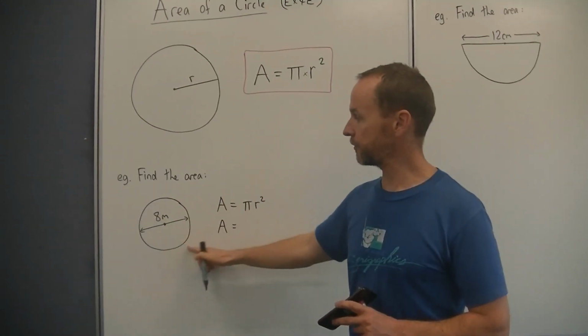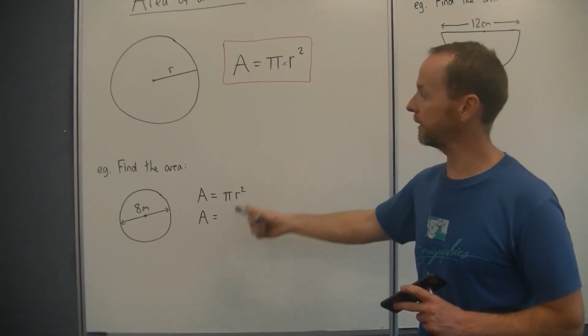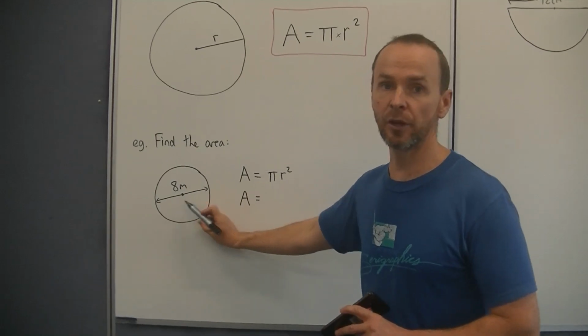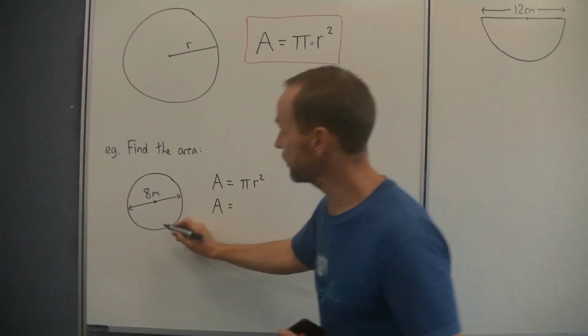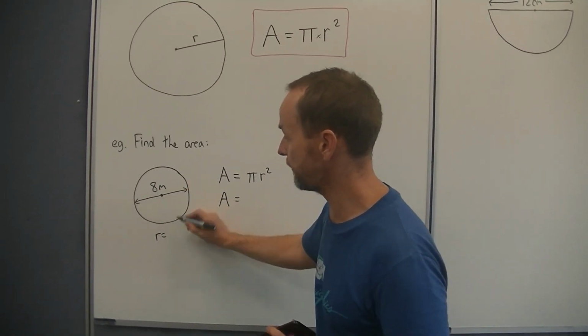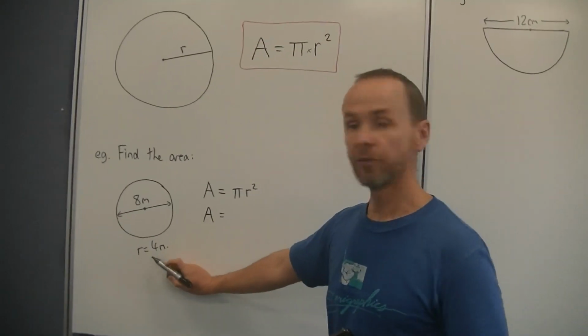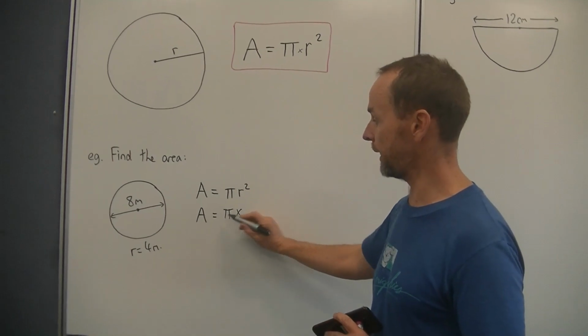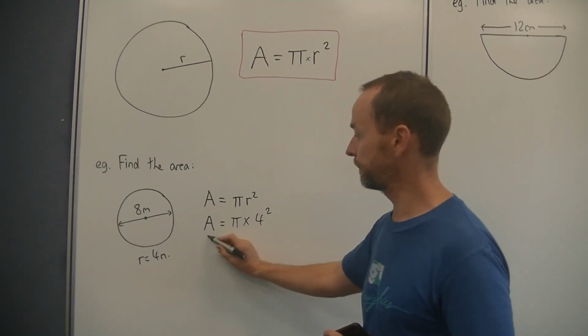Alright, let's do an example. Find the area of this circle. And of course I'm not going to give you the radius because then it's just a matter of substituting in. What do you notice about 8? 8 is not the radius, it's the diameter. So let's write down here the radius, it's half of that, which is 4 metres. So all we do is substitute that radius into our formula. Area equals pi times 4 squared.